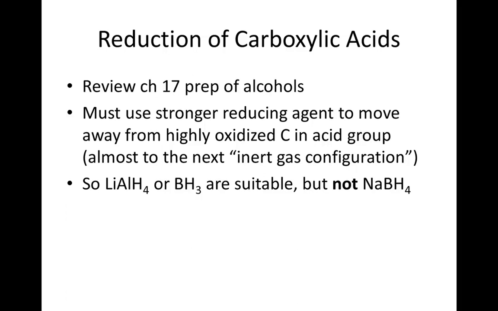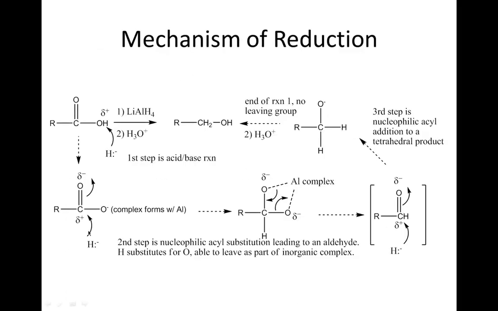So we have seen the reduction of carboxylic acids in chapter 17 to make alcohols, and we used the borane or the lithium aluminum hydride to do that. We could not use sodium borohydride because it wasn't strong enough. And the way that works, we didn't really talk about it in the alcohol chapter, but the way that's going to work is, your lithium aluminum hydride has 4 hydrides to deliver.